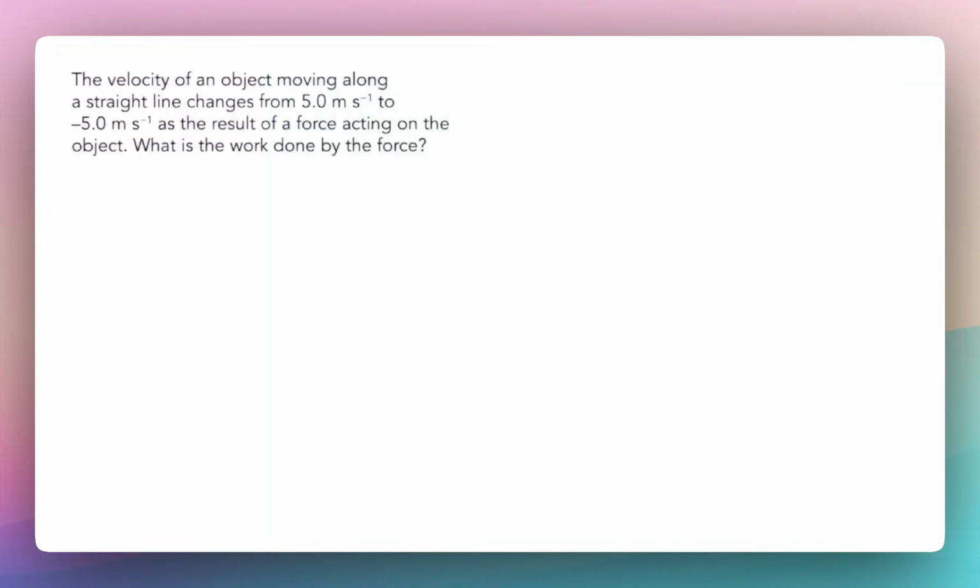So the question says the velocity of an object moving along a straight line changes from 5 meter per second positive to 5 meter per second negative. Okay, so the object is actually moving in a straight line, right? And let's say its velocity initially is towards right, 5 meter per second. And finally, the object goes to zero velocity and comes back. And finally, it has a final velocity, which is in the other direction.